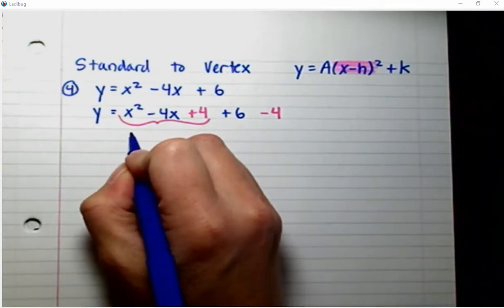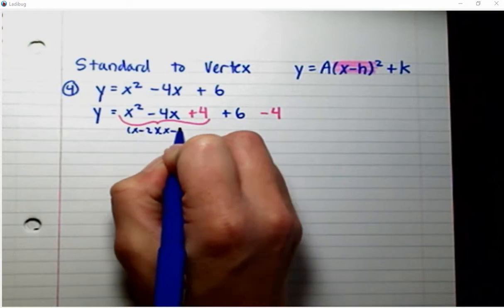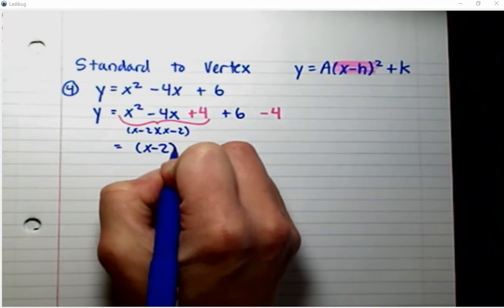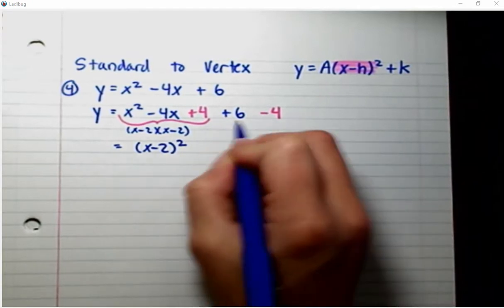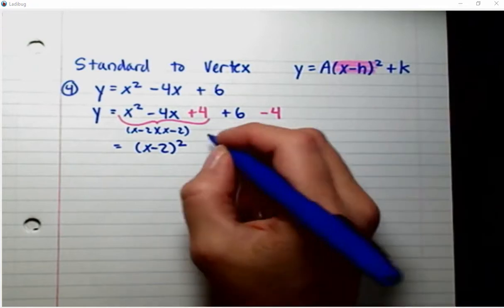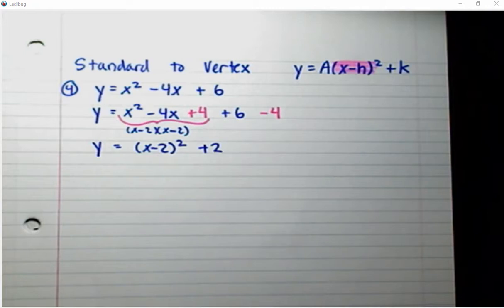So this becomes, I'll write it out for some of you, okay? So we get x minus 2 squared, and then I add up these two terms on the outside. Okay, and I get plus 2. Vertex form. Magically.